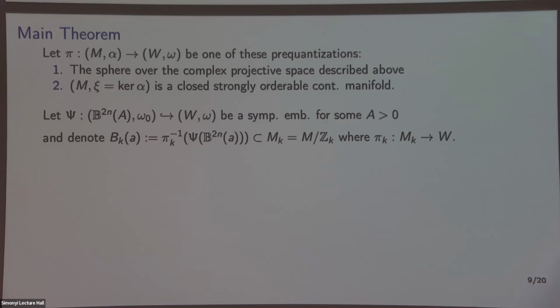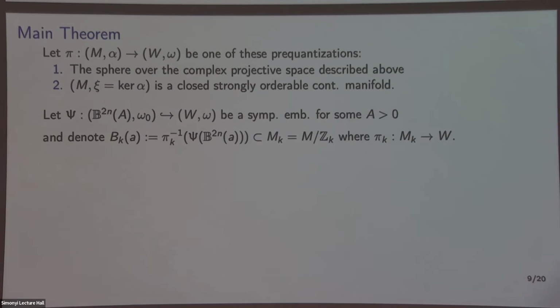So this is a covering map. And then I have another projection here, and everything commutes. So this is, I think, what I've written by K. So what will be a contact ball of radius A? I take a symplectic embedding of the ball of radius A, and then I lift it to MK. Okay, this is what I've written.